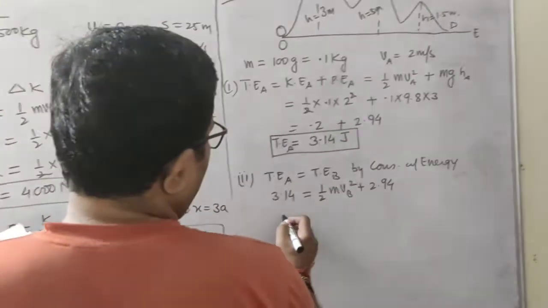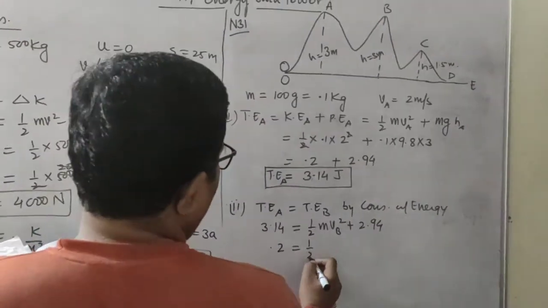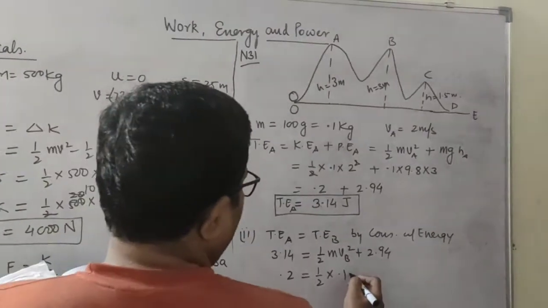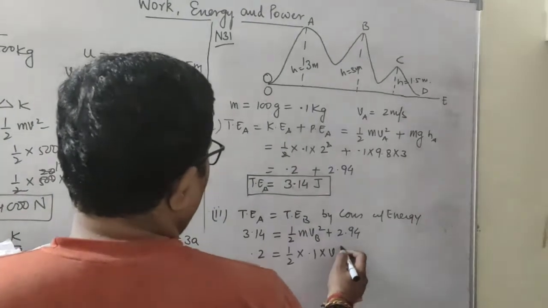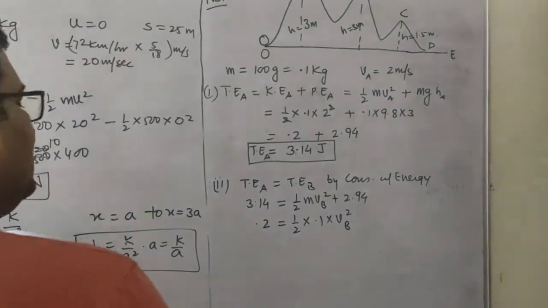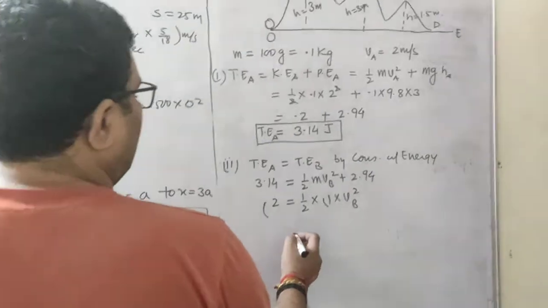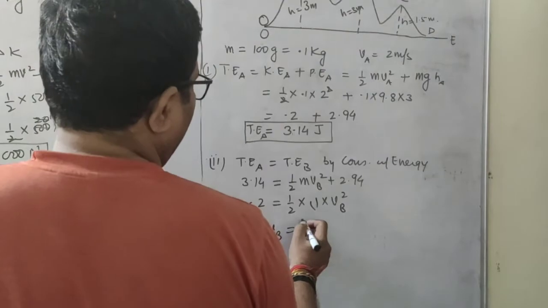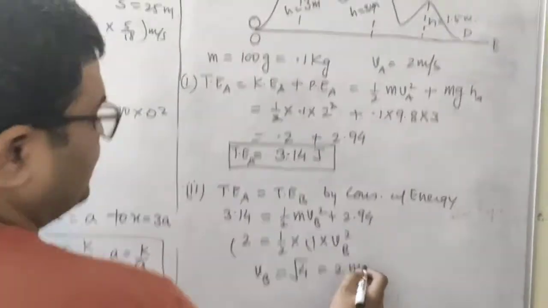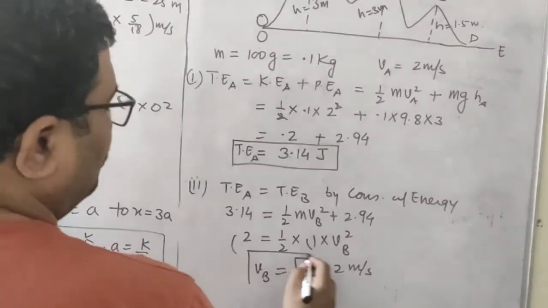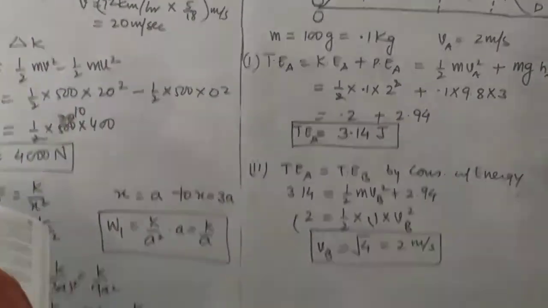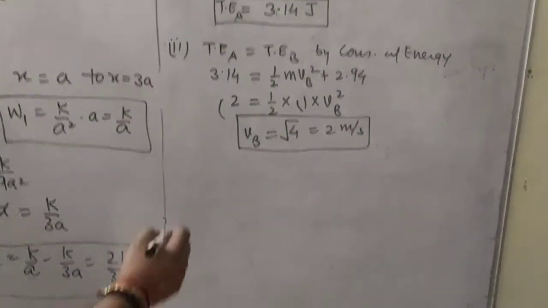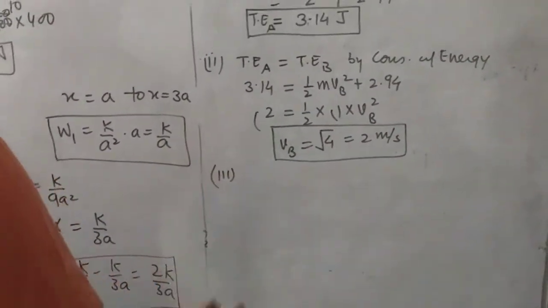So now you are left with 0.2 is equal to half into 0.1 into VB square. If I subtract this, it will be 0.2. You need to find VB. So this becomes, remove the decimal, so VB is found to be under root of 4. So that is 2 meter per second. So velocity at B is 2 meter per second.